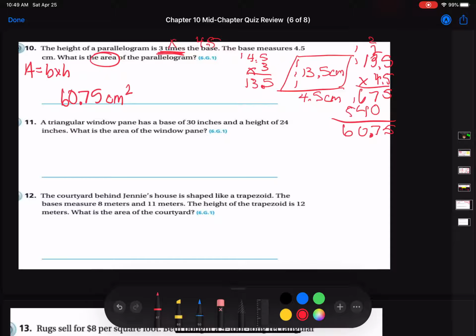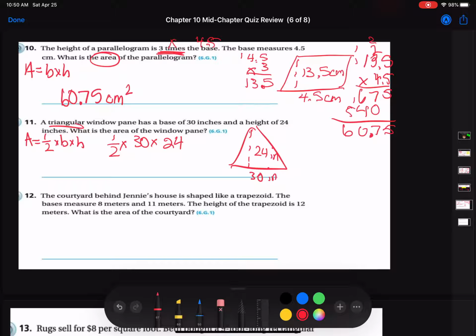Now 11, we're dealing with a triangle. Okay, a triangular window pane has a base of 30, and it has a height of 24. Okay, they're both inches. So now you're just going to plug that stuff into the formula. Remember, the formula is area equals 1/2 times base times height, because we have triangles here. So then we're going to do 1/2 times 30 times 24.